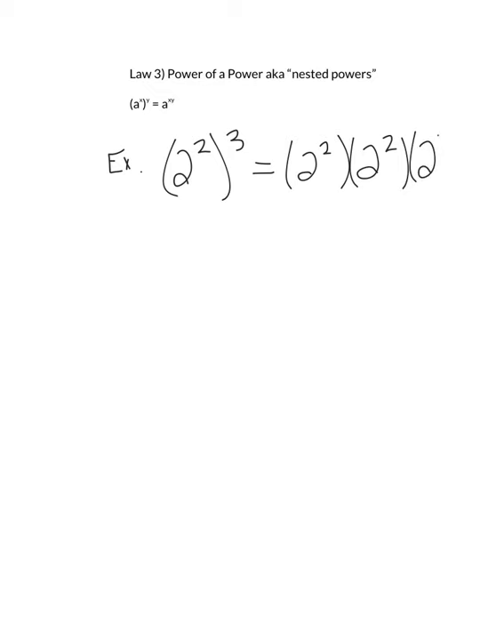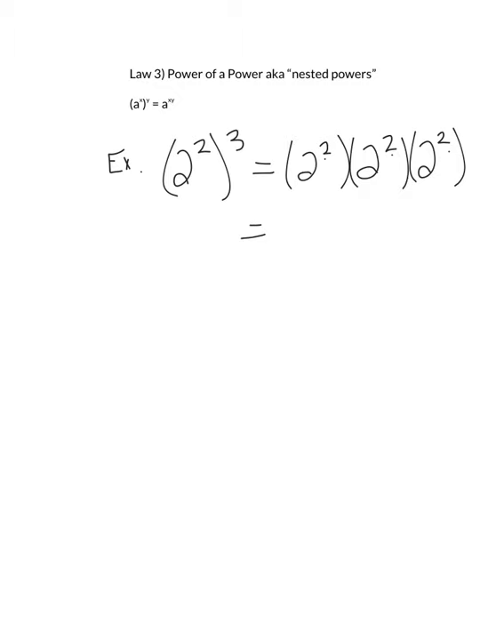Our third law is the power of a power, or also known as nested powers. So a to the x all to the exponent y is equal to a to the x times y. So jumping into an example, if I had 2 squared cubed, we already know that this means 2 squared times 2 squared times 2 squared, and we already had the rule that said if we're multiplying, we add the exponent. So I would get 2 to the 2 plus 2 plus 2, which is 6.